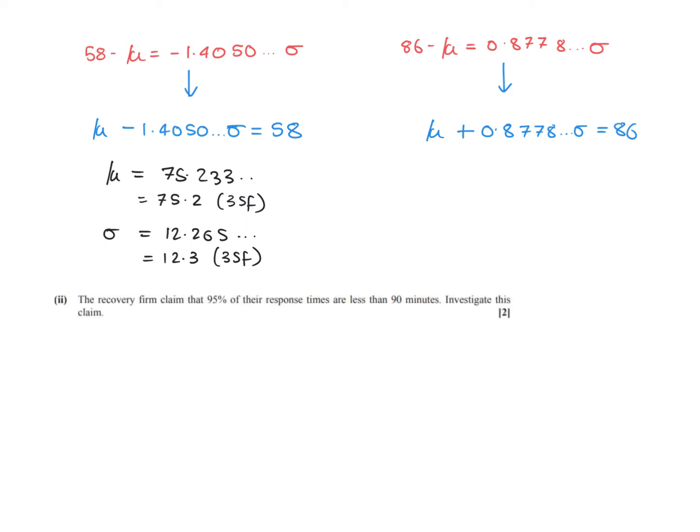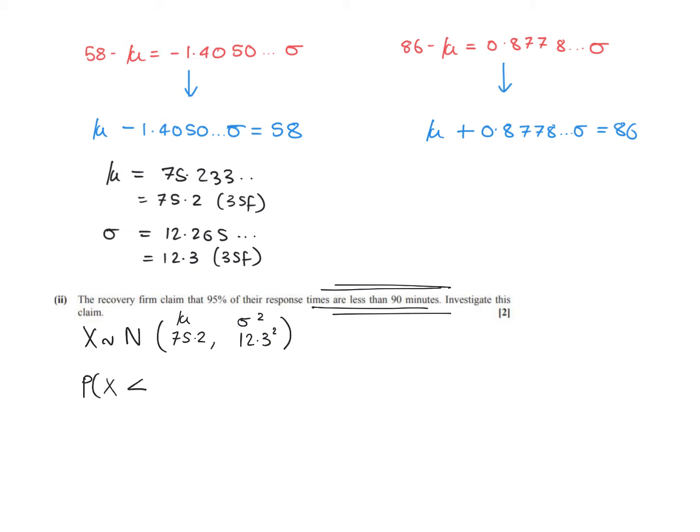So on to part 2 of the question. The recovery firm claims that 95% of their response times are less than 90 minutes. Investigate this claim. So we now have a distribution X of response times, and we know that the times are normally distributed with a mu value of 75.2 and a sigma value of 12.3, variance of 12.3 squared. Now, what we're going to do is work out the probability that response times are less than 90 minutes, and we'll compare this with 95%.